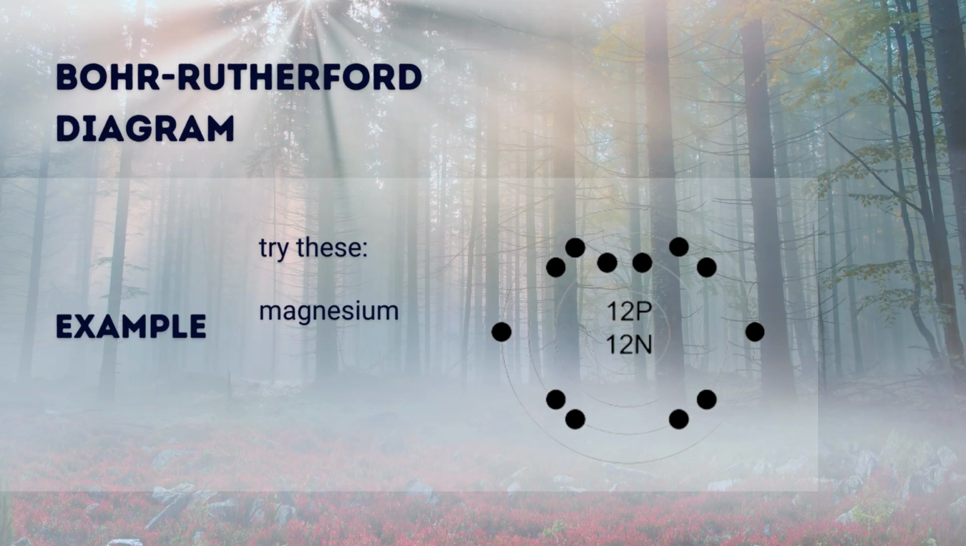The Bohr-Rutherford diagram for magnesium shows a nucleus with 12 protons and 12 neutrons. With this, we know that we need 12 electrons, as this is the same number as the protons. We place our maximum of 2 electrons in the first energy level and our maximum of 8 in the second energy level. Within this example, we need to draw a third energy level in order to add the remaining 2 electrons, totaling 12 altogether.